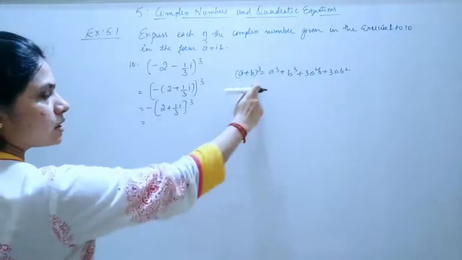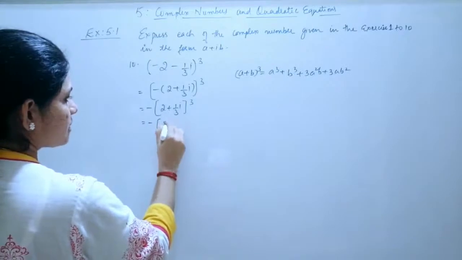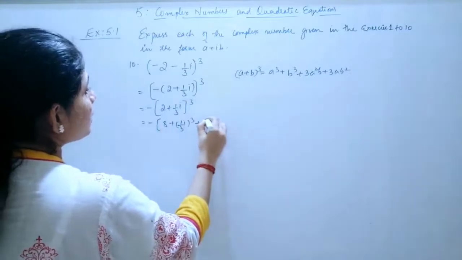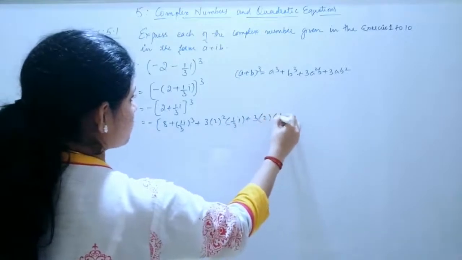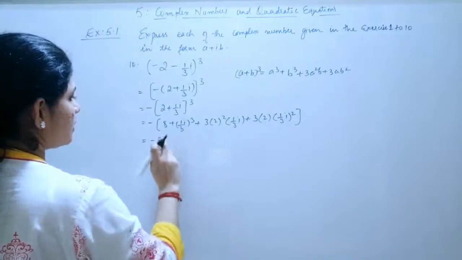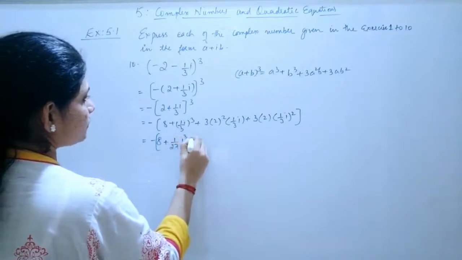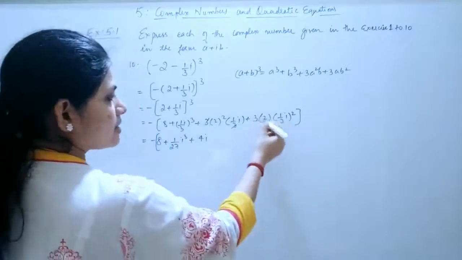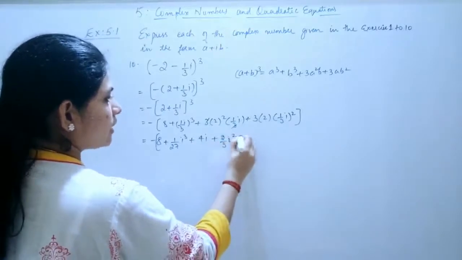Now you can expand this using (a + b) the whole cube. You will get 2 cube, that is 8, plus (1/3 i) the whole cube plus 3 into 2 square into 1/3 i plus 3 into 2 into (1/3 i) the whole square, which is equal to minus of 8 plus 1/27 i cube plus, this will get cancelled, you get 4i. Here you have 3 cancelled, so the number left behind is 2/3 only, and this is i square.